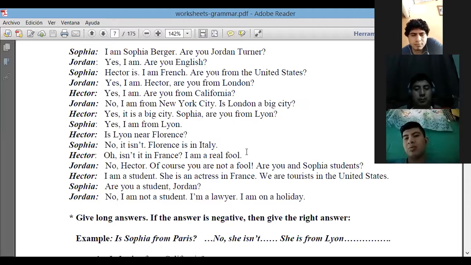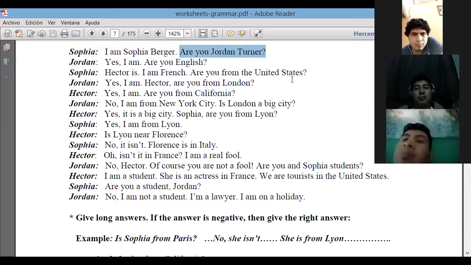There's something that is really important. When you have questions, your intonation changes a little bit. Right here, you have a yes, no question. When you have a yes, no question, your intonation goes up. So you say, I'm Sophia Berger. Are you Jordan Turner? Are you English? I'm French. Are you from the United States? So your intonation goes up.